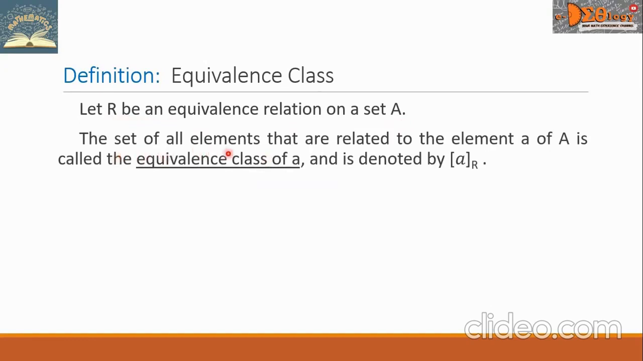The set of all elements that are related to the element A of set A is called the equivalence class of A and is denoted by this symbol. The equivalence class of A has elements S such that the ordered pair (A, S) is an element of R, for all S an element of set A.